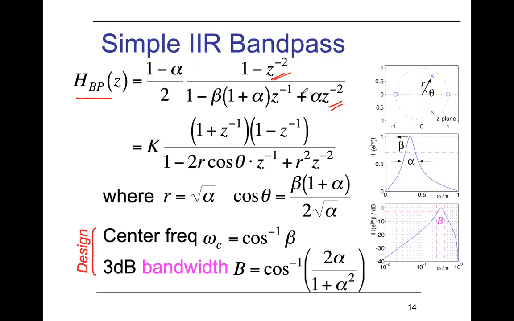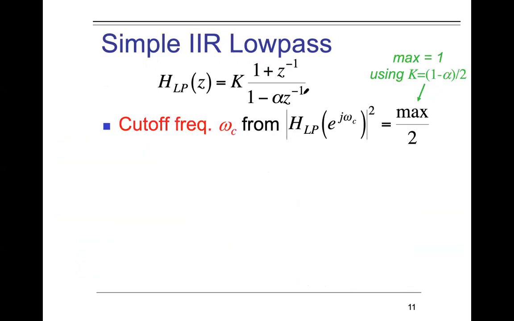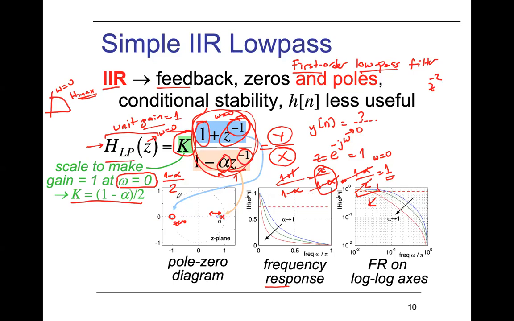The number of poles and zeros. So, for example, here, when I see this pole-zero diagram, how many poles do I have? One. How many zeros do I have? One. So the number of poles will give me the order. The number of poles will give me the order of the filter.